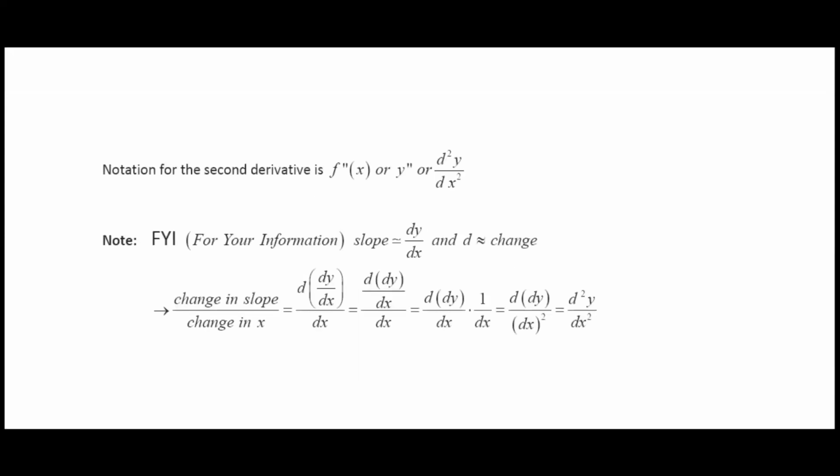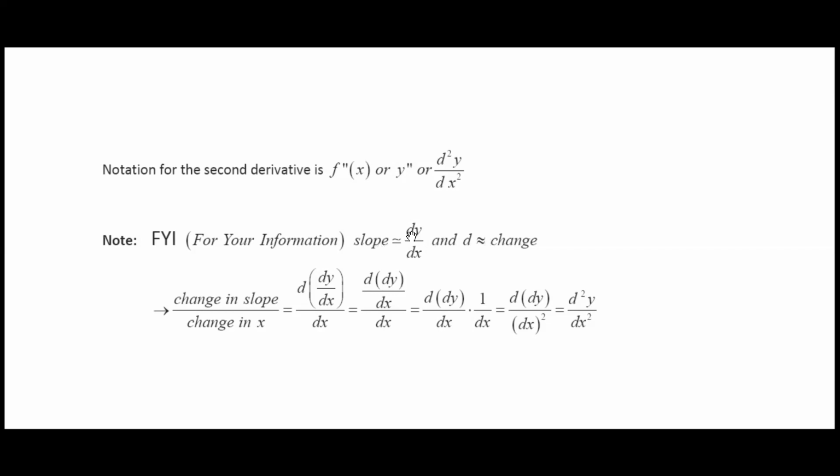We already know some notation for the second derivative. f double prime of x, y double prime. We're going to introduce a new one here, not that it's germane to this lesson, but we thought this would be a good time to introduce it. It's d squared y over dx squared. You heard it correctly. d squared y over dx squared. We'd like to share with you why the notation is such. This is for your information.